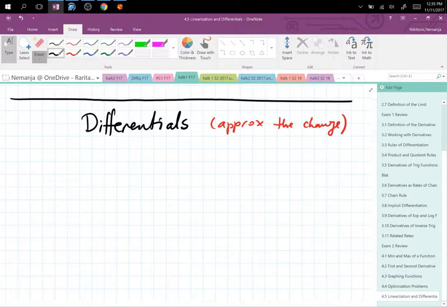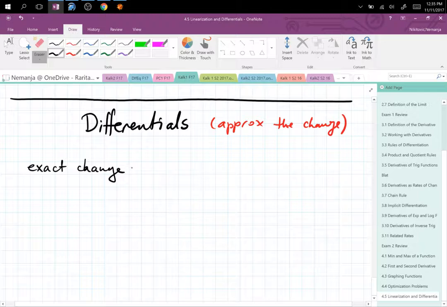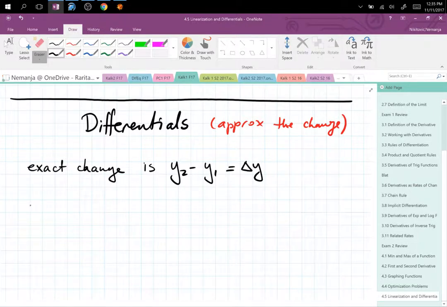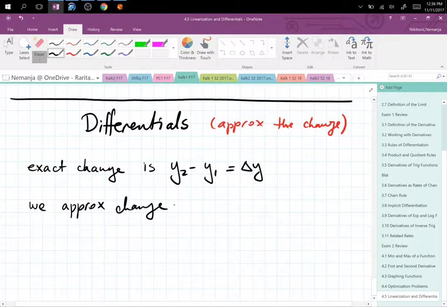So I'm going to say that exact change is y2 minus y1, which is delta y. And we don't want to compute that. We approximate change delta y with dy, and that guy is called differential.